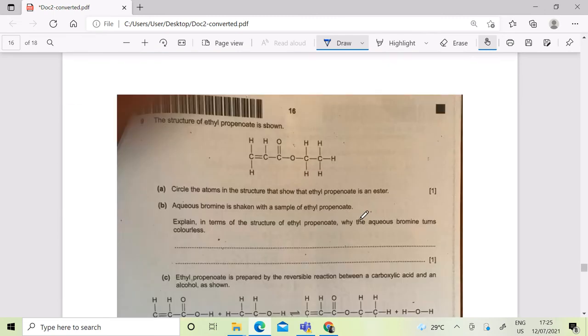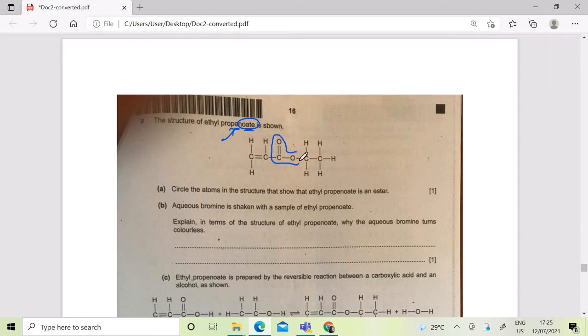Going to the next question, question number 9. That's question number 8. Question number 9 goes to the organic question. It's having the formula ethyl propanoate. You have alkene part propene, alkane part, OH, ester part. Circle the atoms in the structure that shows that ethyl propanoate is an ester. Okay, this is the ester atoms. Ester bond is this one, including this is your ester part. Right, next one.